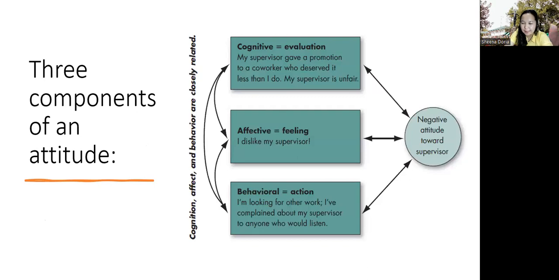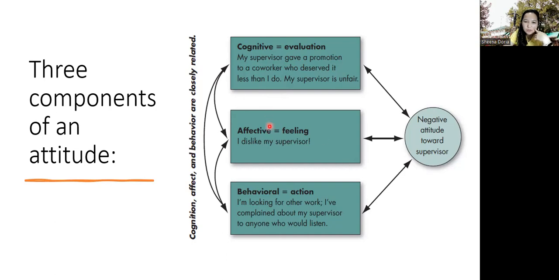The first one is cognitive. Okay, yung cognitive component is actually the opinion or belief segment about the attitude or target. So for example, my superior gave a promotion to a coworker who deserved it less than I do. My superior is unfair. Okay, so it's your belief or opinion. For example, about your pay, you can think that, ay, ang baba ng sahod ko, my pay is low. Okay, so yun yung doon nagsisimula yung next na component natin.